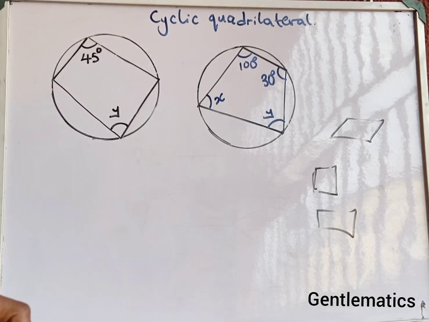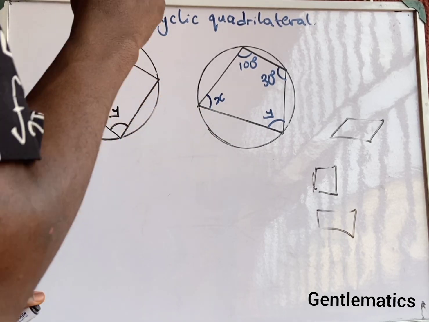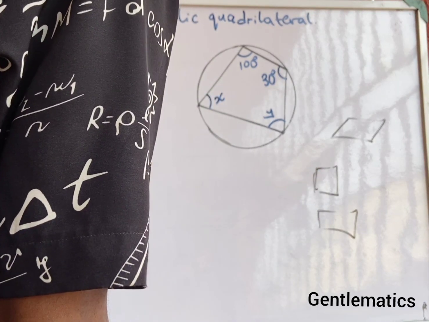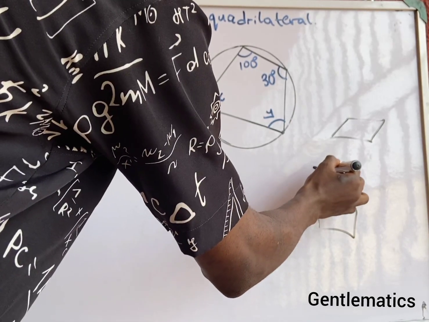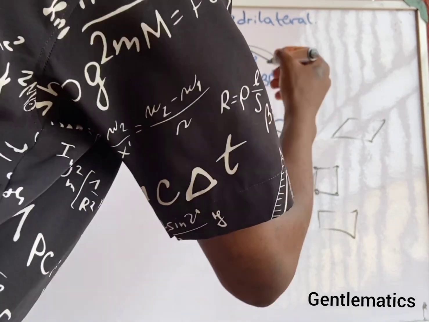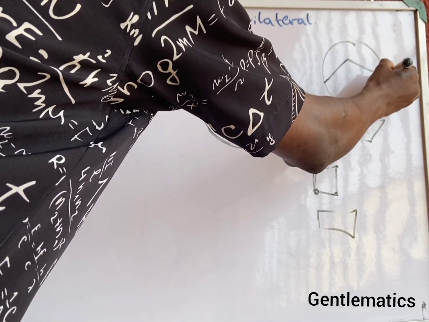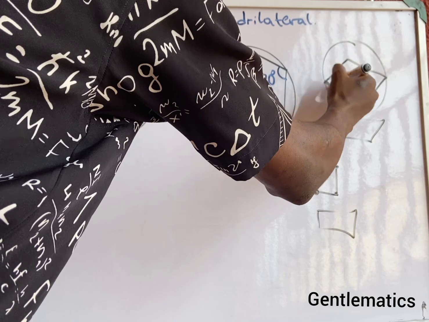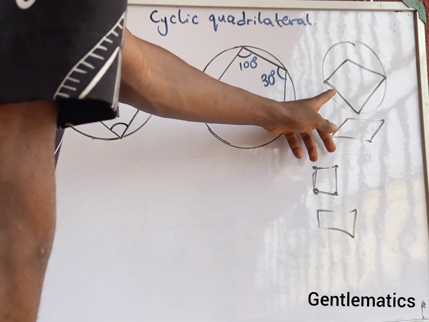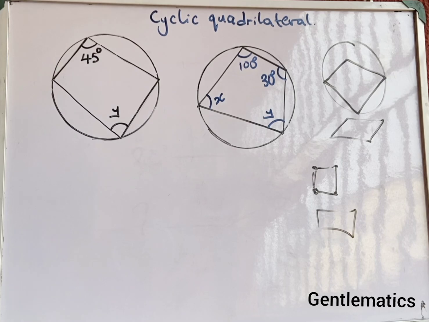Now, cyclic means this quadrilateral is inside a circle, and the vertex of this quadrilateral, what do I mean by vertex? This point must be touching the circumference of the circle. What do I mean? If I have a circle and I draw this, now watch, this is a quadrilateral inside the circle, but not all the vertex is touching the circle.